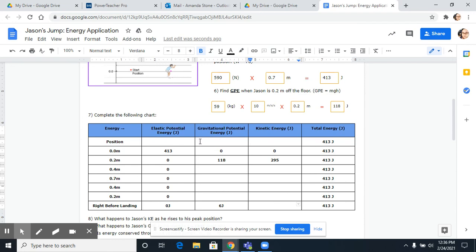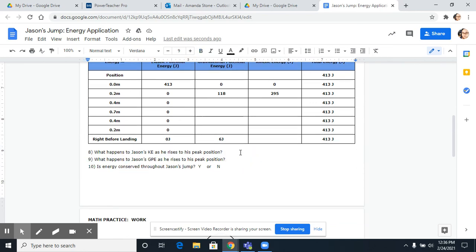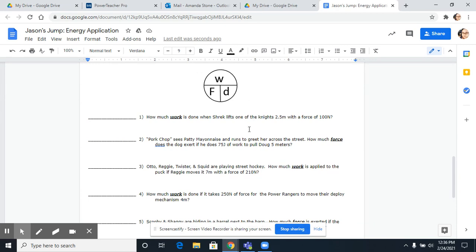So your job is to finish the rest of this. And then you also have some questions here for you to complete that are going to make sure you understand what's going on in the chart here. The very last thing you will do is your work problems.